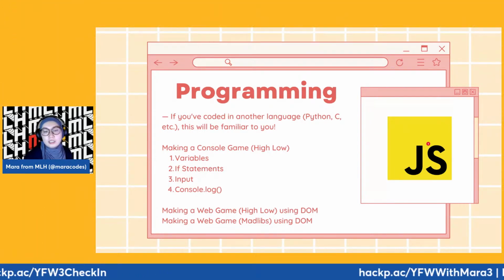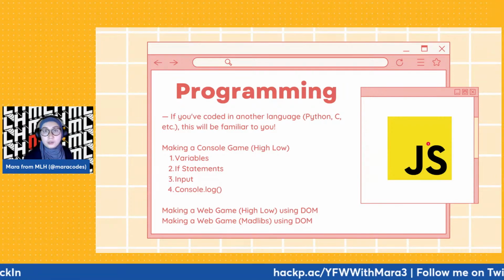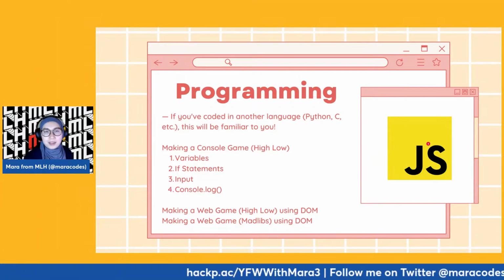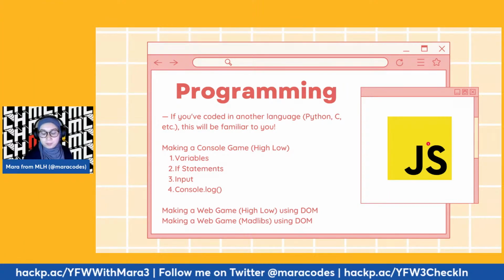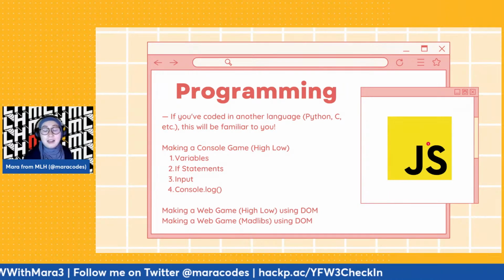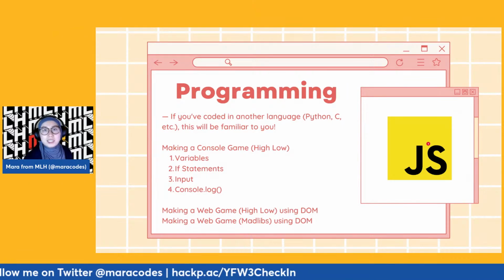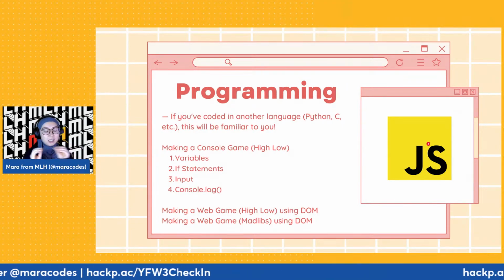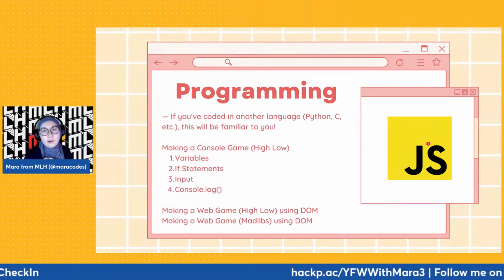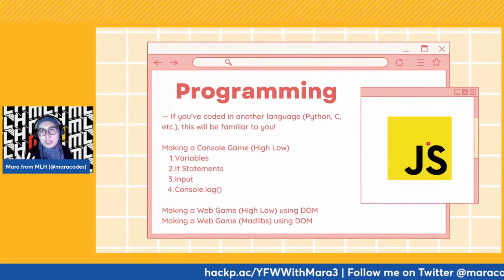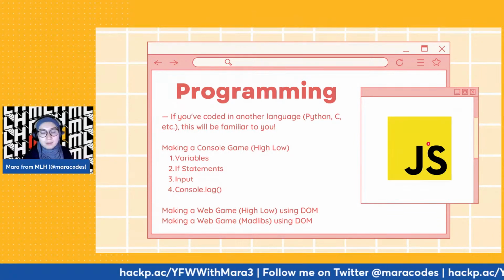So we're going to first make a web game, high-low, using DOM. And then if we have time, we'll go ahead and make a web game using Mad Libs. I think high-low is a little bit more fun. But if you're wondering what DOM stands for, it's Document Object Manipulation. It's basically a way for JavaScript to interact with HTML and change things going on.